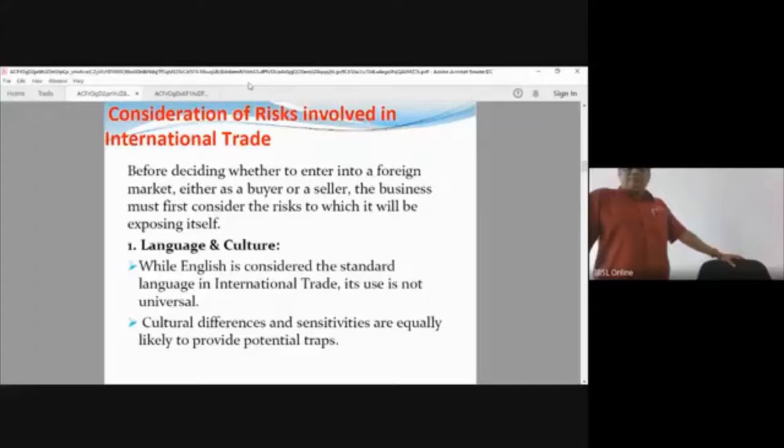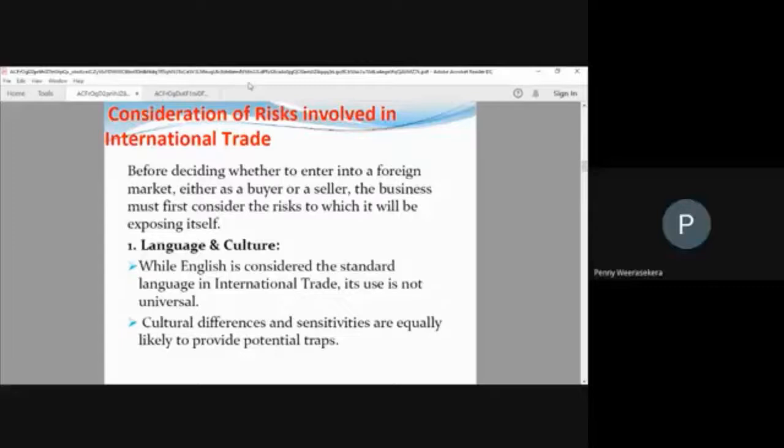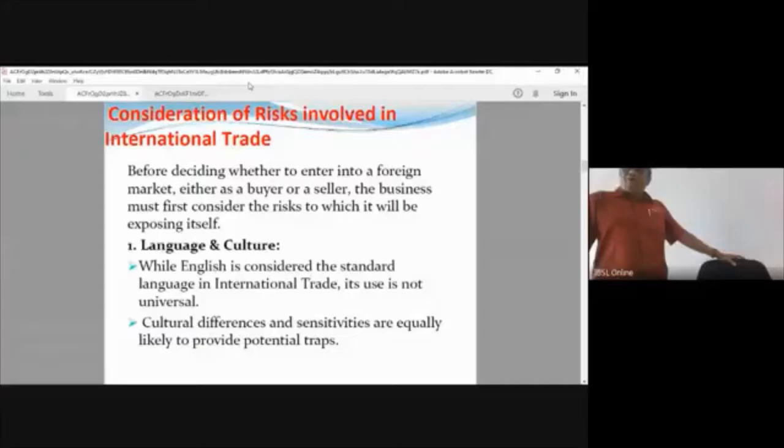Between two countries, the cultures differ. Like Sri Lanka and India, the way we see things. Can you explain more? You're correct. When you take the word cultural differences, it is obvious that between two countries there are cultural differences. Right? I need the examples and sensitivities. Tell me.